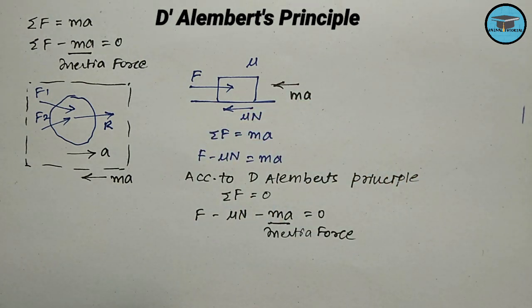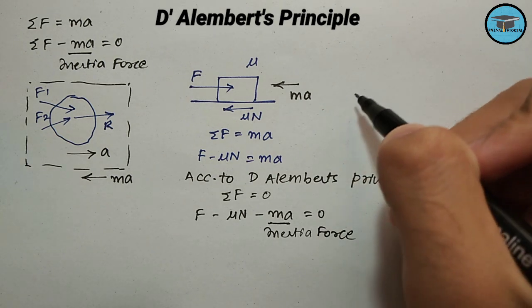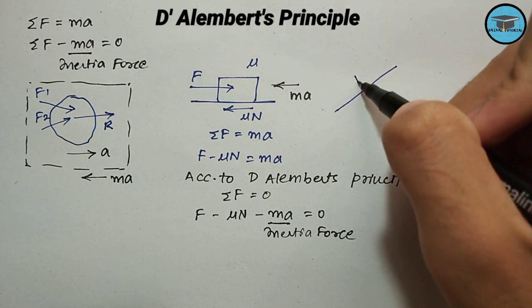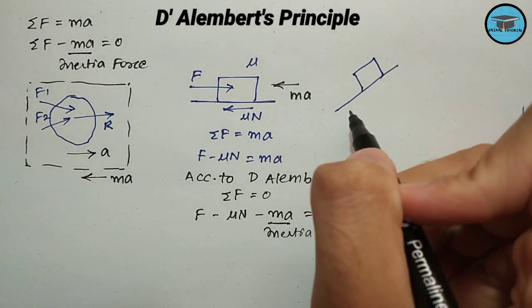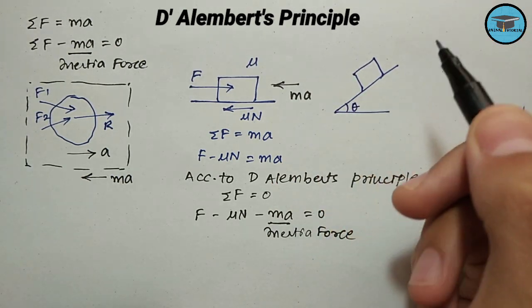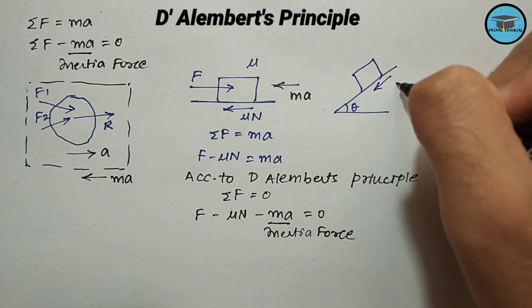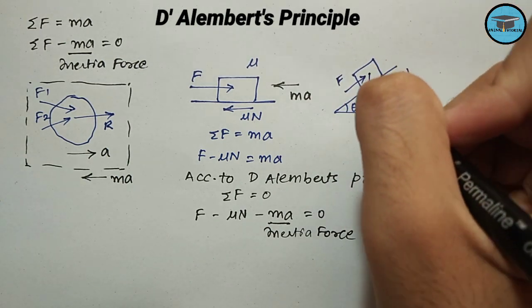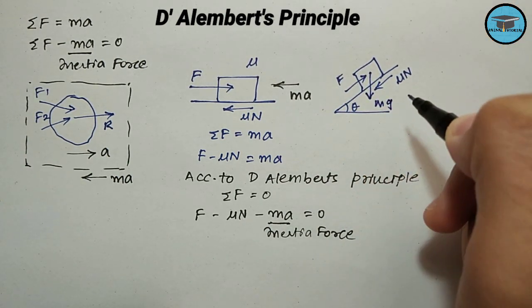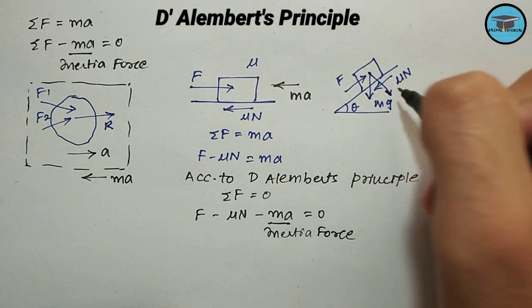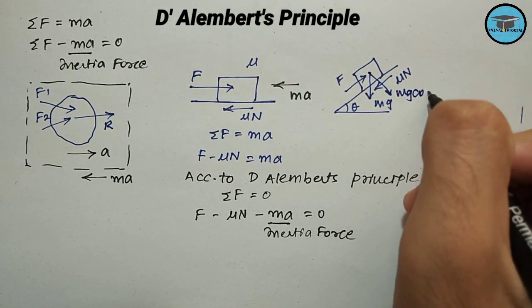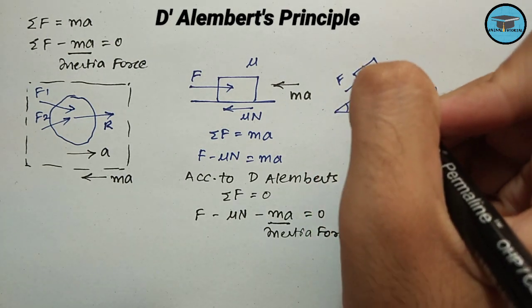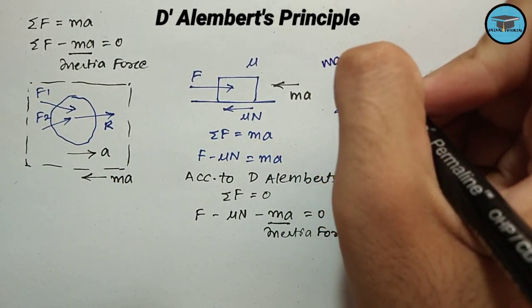And now let us consider one more example to understand D'Alembert's principle. So if we consider this block resting on an inclined plane, let us say the inclination is theta. There will be a frictional force acting, that is mu N, if the force is acting in this direction, that is F. There will be the weight of the block acting in the downward direction, that is mg. Taking the two components, this would be mg cos theta and this would be mg sin theta.